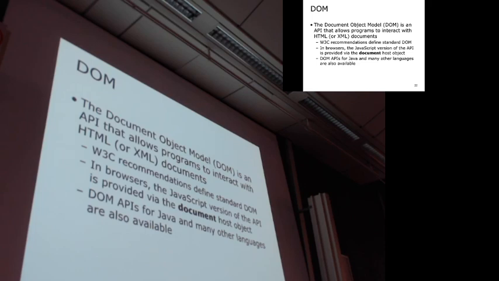And we will only look at the document object model in JavaScript, but there are similar APIs for different languages. So there are also ways to manipulate HTML or XML documents in Java or in C++ or in Python using the same API. But we will focus on JavaScript only.